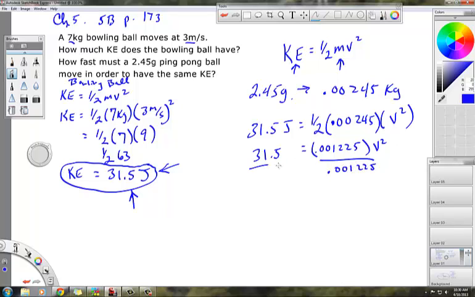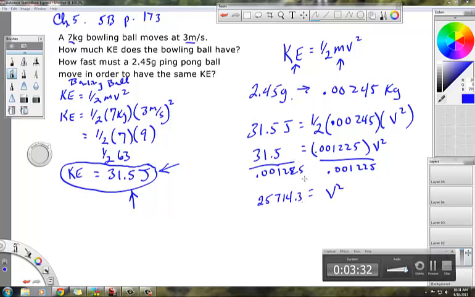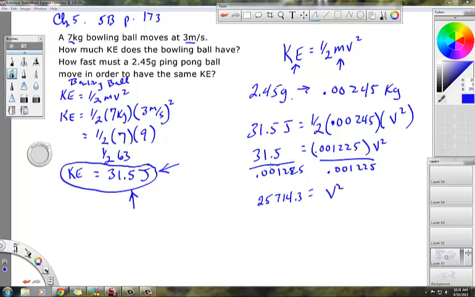And beware rounding all this, because if you over-round this number that I'm writing right now, it is going to alter this answer severely. After dividing, 31.5 divided by this, you will get this answer. And then, of course, you have to square root both sides. And after you do that, our velocity is somewhere around, according to the book, around 160-ish meters per second.